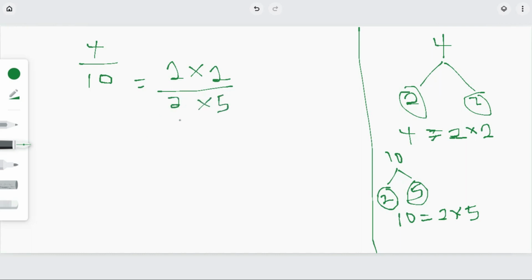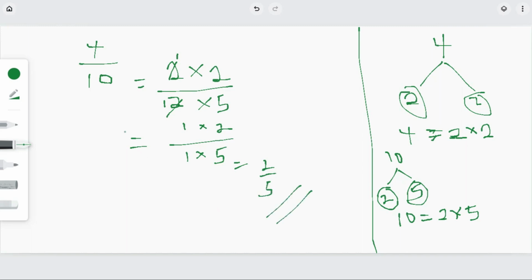Remember what I explained: the second step, after you write the prime factors, is to cross out the common numbers or common factors in the numerator and denominator. The 2 here is common, so we use 2 to cancel this one. What will remain here is 1, and what remains here is 1. So we now have 1 times 2 over 1 times 5, and you can easily know that 1 times 2 is 2 and 1 times 5 is 5.